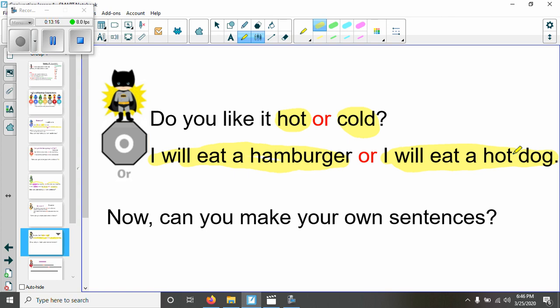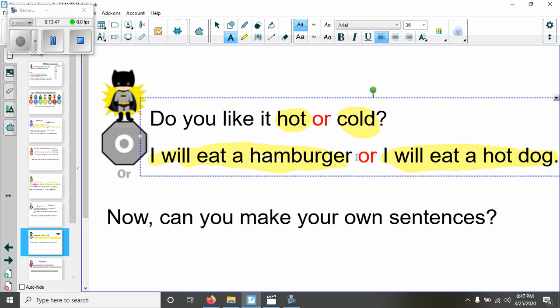Let's read the first sentence first. Do you like it hot or cold? Easy, right? Let's go for the next one. I need you to try to find the mistake. I will eat hamburger or I will eat hot dog. What is the mistake in here? What should I put? Oh, I could hear your voice. Yes, brilliant. So here I need to put a comma.